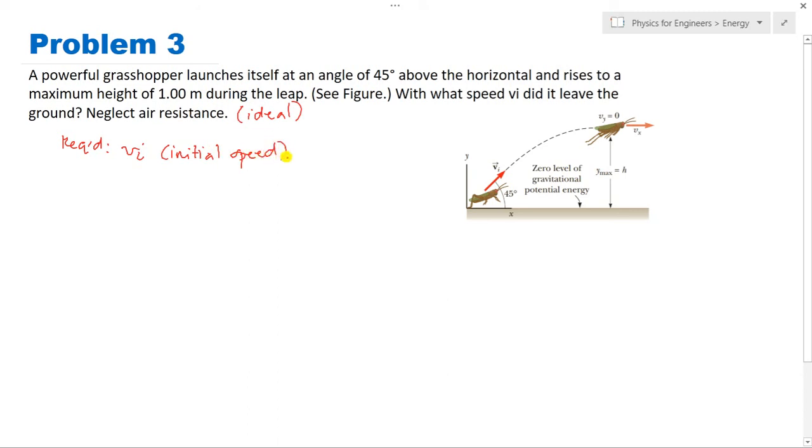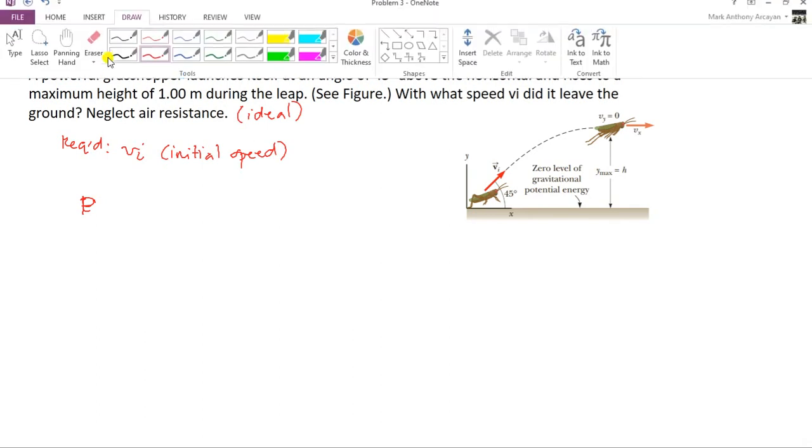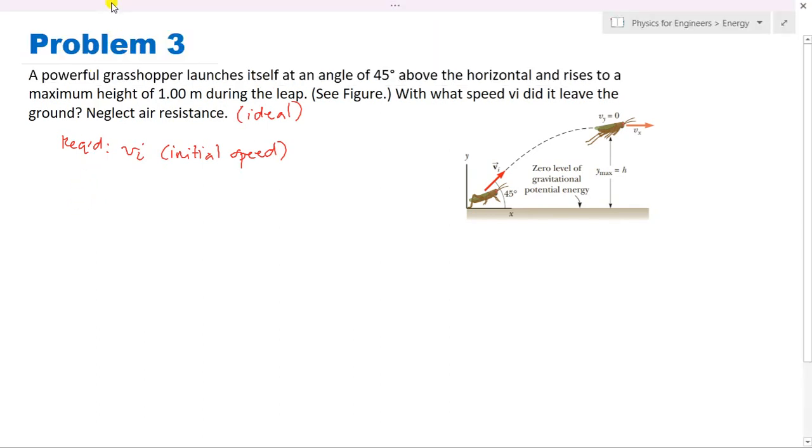Okay, in order to solve for that, again, applying the conservation of energy for ideal condition, the potential energy at point 1 plus the kinetic energy at point 1 is just equal to the potential energy at point 2 plus kinetic energy at point 2. So we just erase the mechanical work since there is no mechanical work, especially since it's a grasshopper.